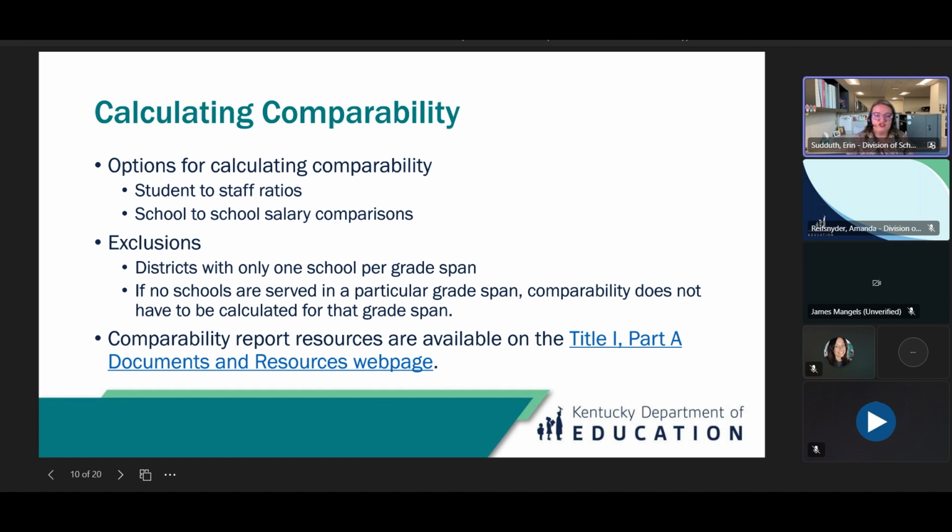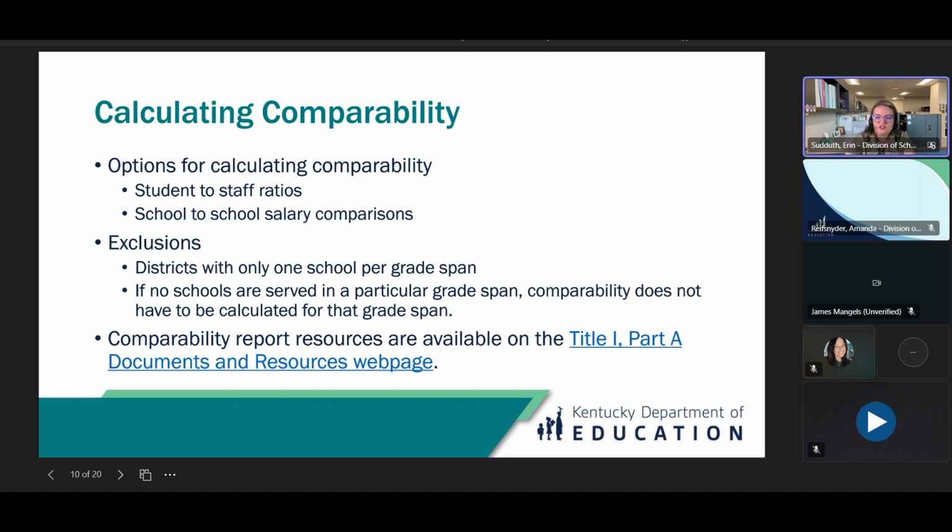Now, if a district has a particular grade span where there are no schools served with Title I funds, then you're not going to calculate comparability for that grade span. For example, a lot of our districts don't serve any of their high schools, so they don't have to calculate comparability for the high schools.